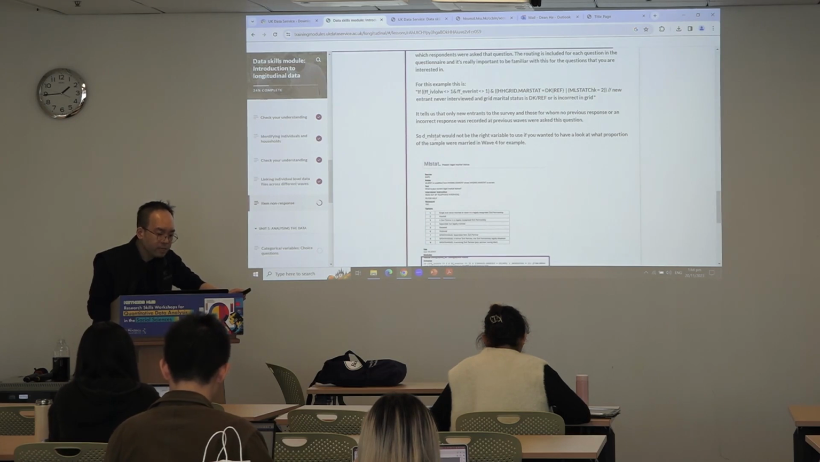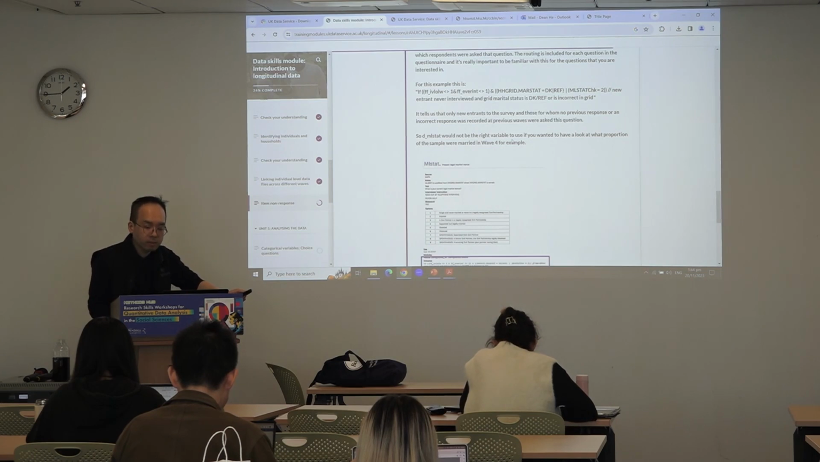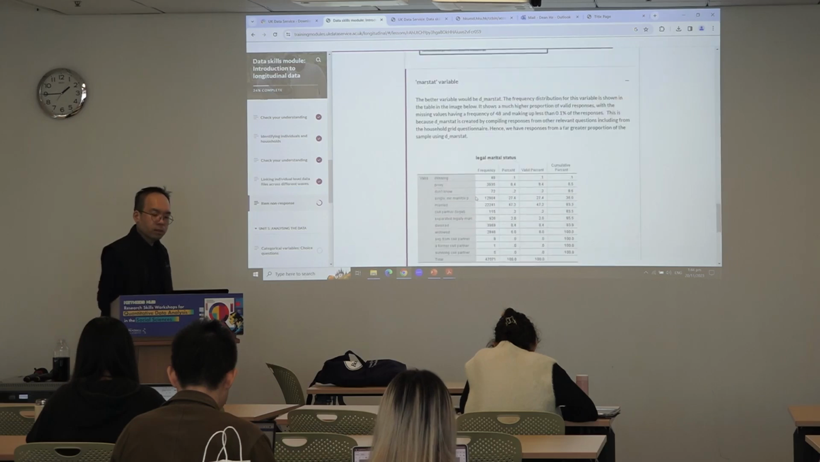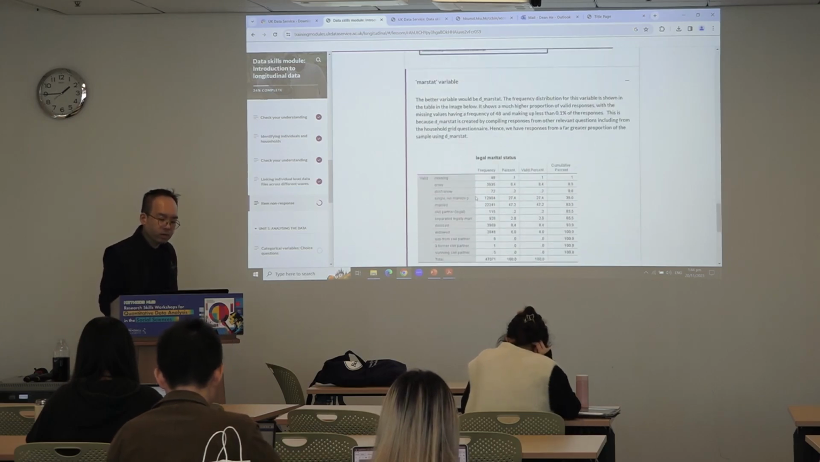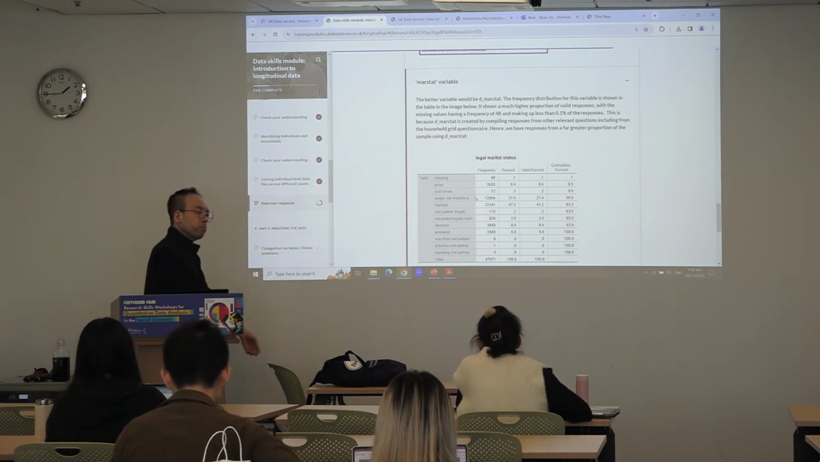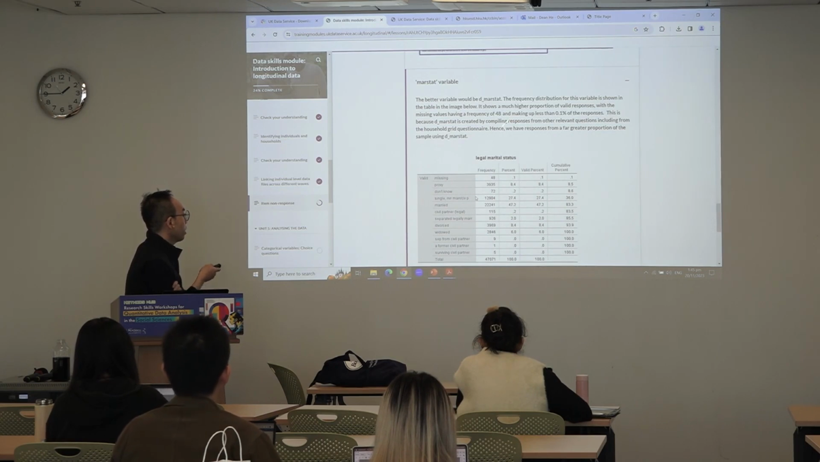So in the end, what we learned is that this particular variable itself may not be the right variable to use if you wanted to look at what proportion of the sample were married in this particular wave, for example. Instead, you need to look at another variable that is called marital status. You can call it a better variable, or a more appropriate variable, but the frequency distribution for this variable is shown in the table in the image below. It shows a much higher proportion of valid responses.